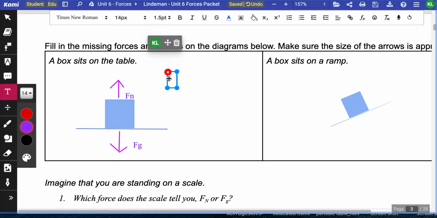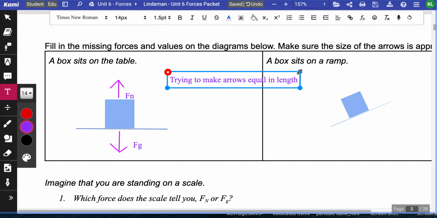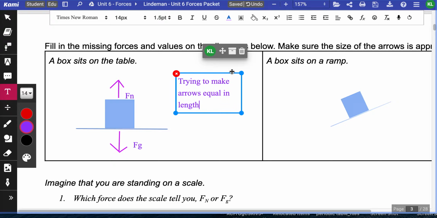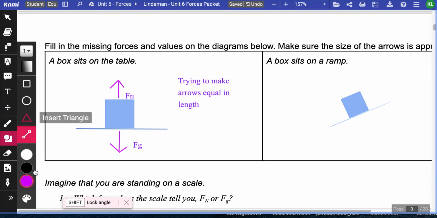Okay, so we are trying to make arrows equal in length.